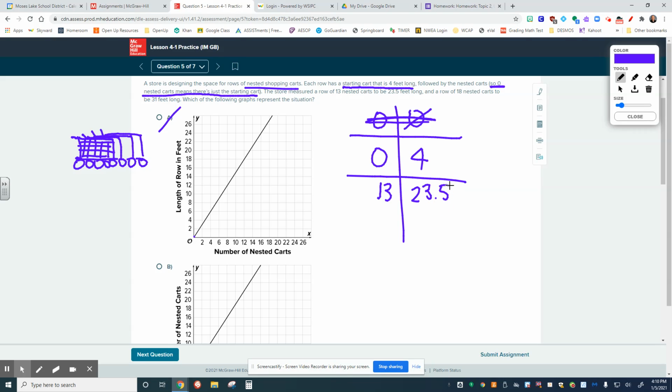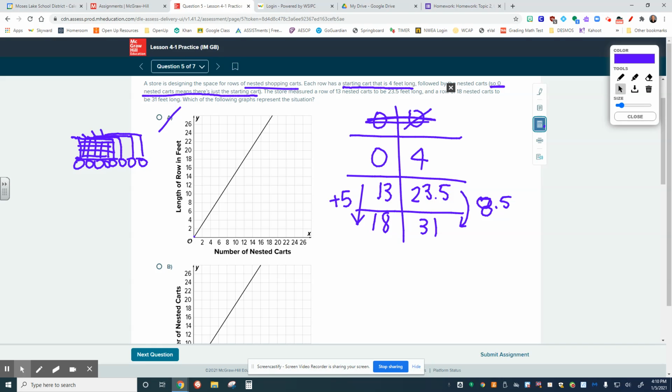13 carts long is 23.5 feet. 18 carts is 31 feet. So how much does each cart actually add on? Well, when we look right here in the inputs, we're adding 5 carts, and with those 5 carts, we're adding 7.5 feet. So what actually happens? Actually, it looks like 8.5 feet. I could be wrong, so hold on just a second.